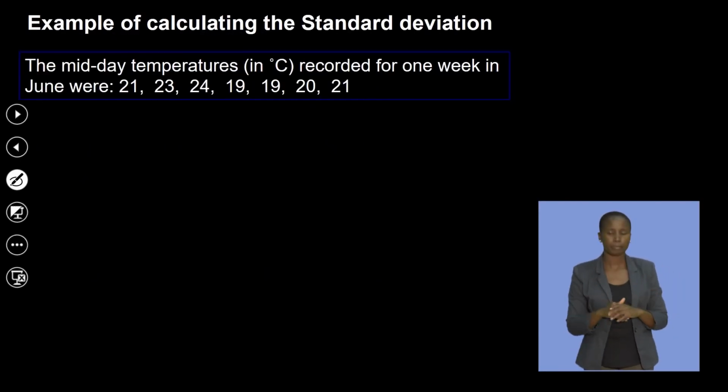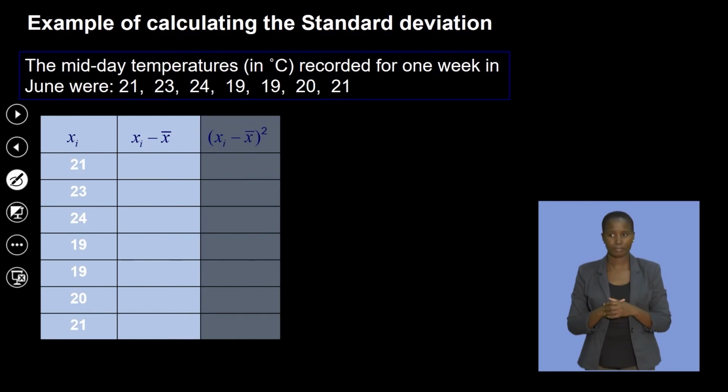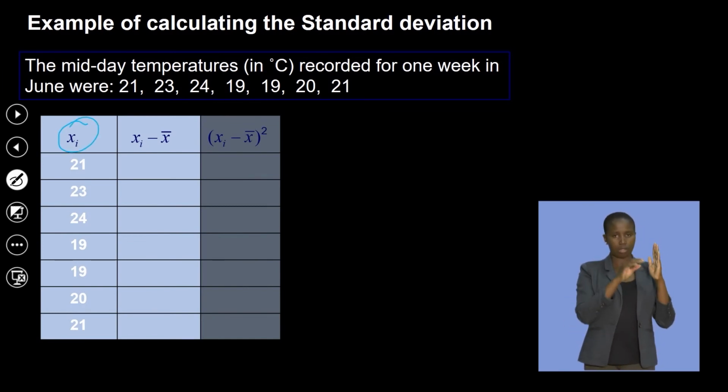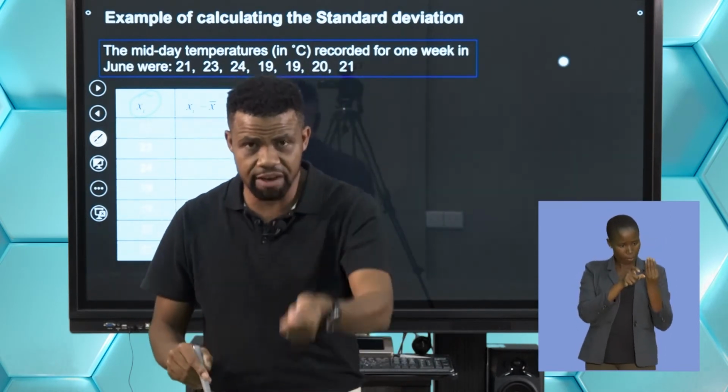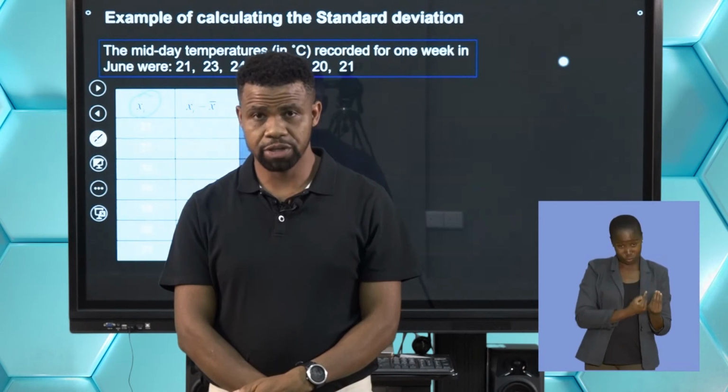Let's look at this data. The midday temperatures in degrees Celsius recorded for 1 week in June: 21 degrees Celsius, 23, 24, 19, 19, 20, and 21. This is the actual data. So the x_i is the actual data, each and every data value in the set. Are we together?